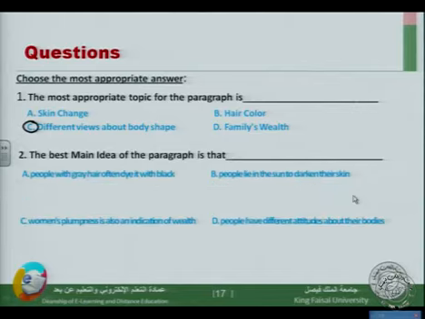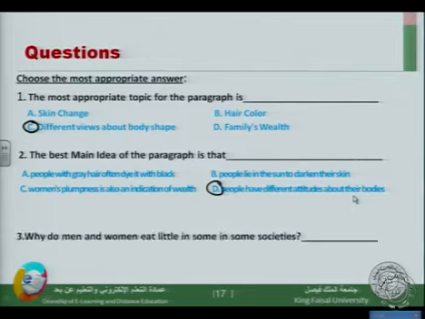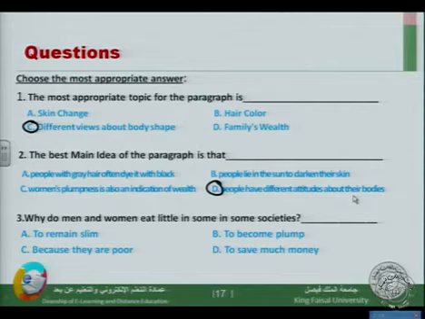The best main idea of the paragraph is that: people with gray hair often dye it black; women's plumpness is also an indication of wealth; people lie in the sun to darken their skin; people have different attitudes about their bodies. And number D covers the whole, A, B, and C. D, it covers the whole points. Why do men and women eat little in some societies? To remain slim, to become plump, because they are poor, to save some money. Actually, to remain slim.